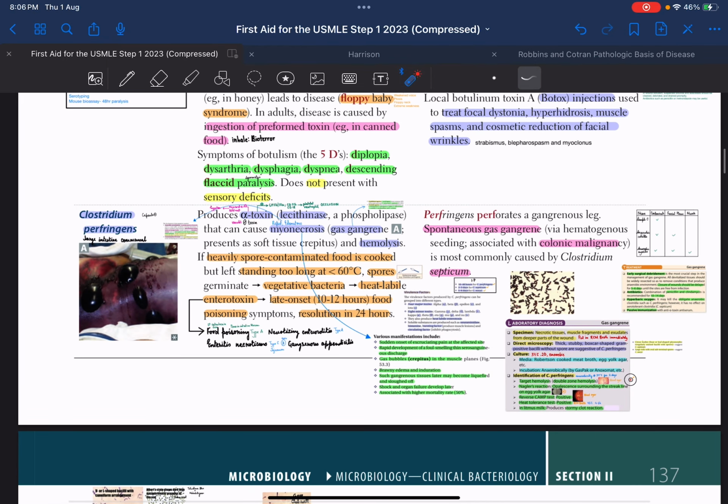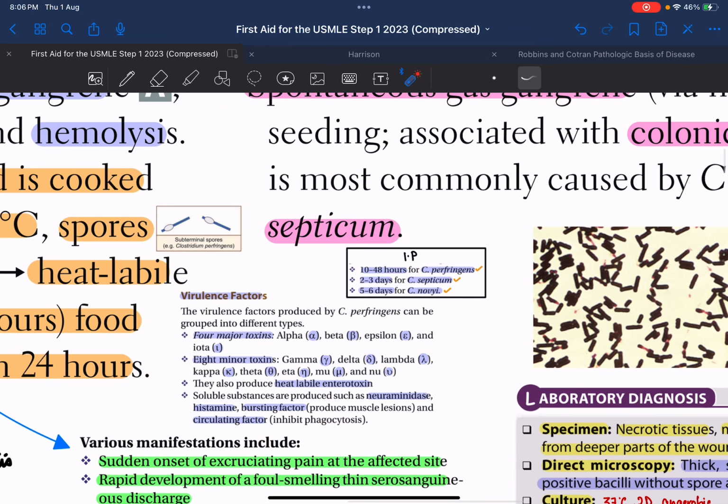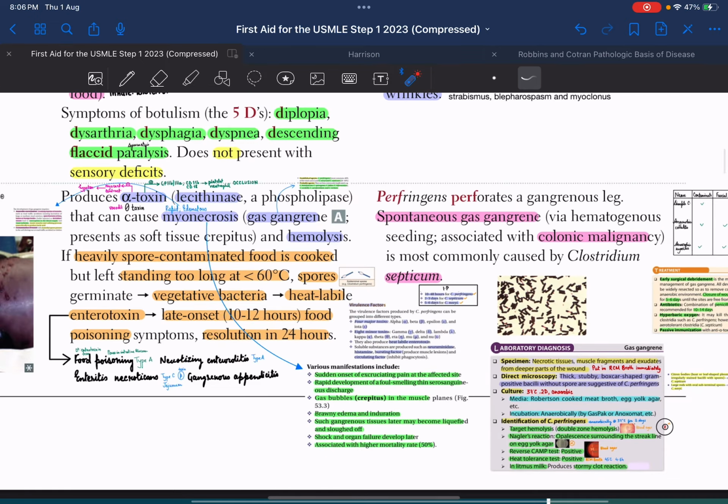Why? Because alpha and theta, we discussed, cause myonecrosis, and beta causes enteritis necroticans, okay. Now talking about the incubation period of gas gangrene, the incubation period for Clostridium perfringens is about 10 to 48 hours. For septicum it is about 2 to 3 days, and for novyi it is about 5 to 6 days, okay. So this is the time after which the patient will start coming to you with symptoms.